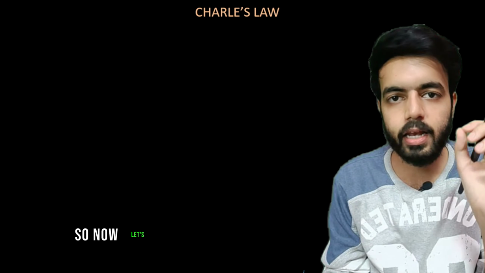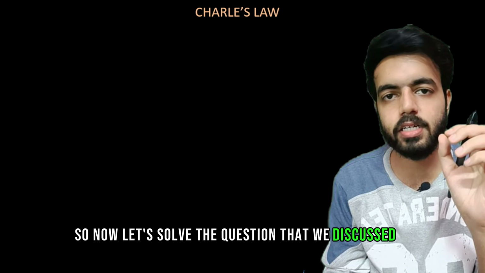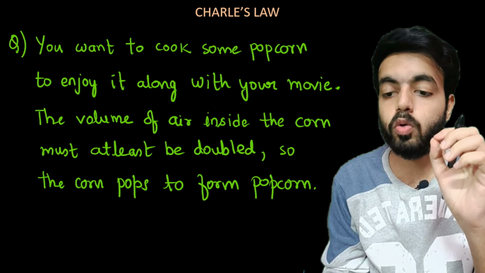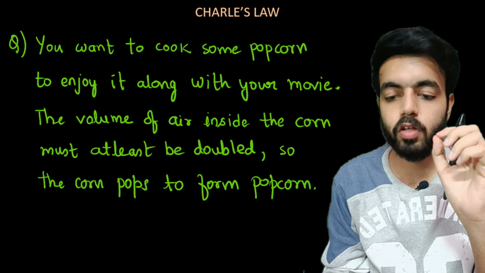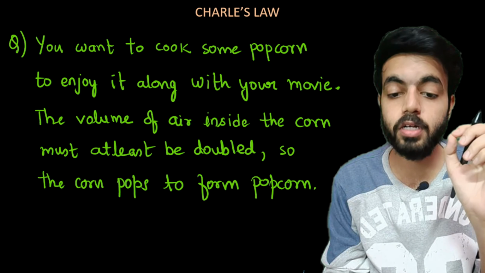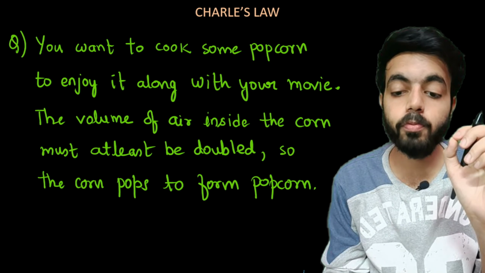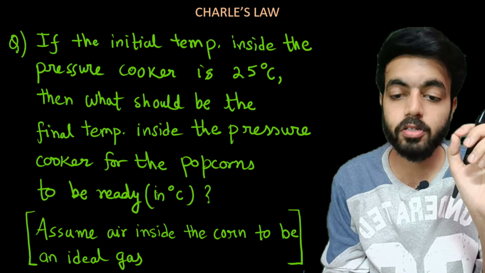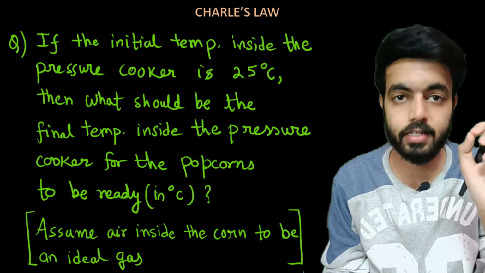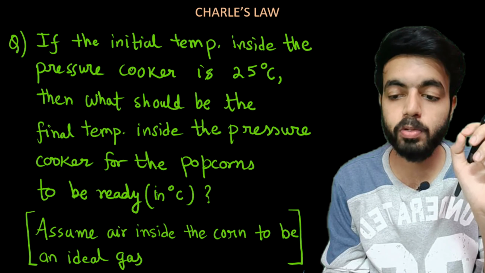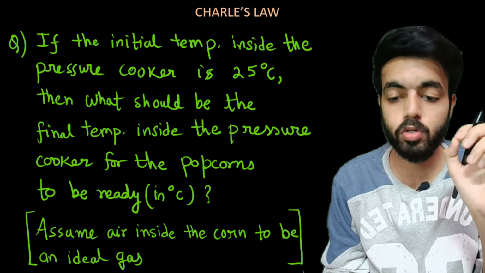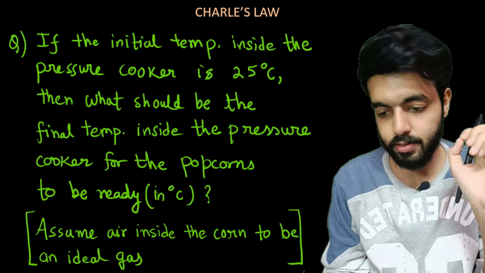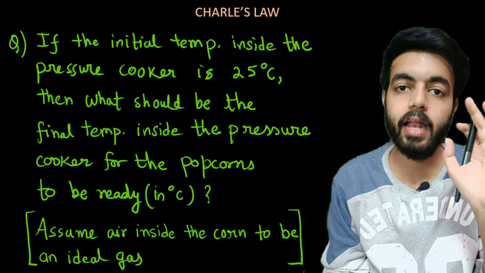So now let's solve the question that we discussed in the beginning of this video. You want to cook some popcorn to enjoy along with your movie. The volume of air inside the corn must at least be doubled, so the corn pops to form popcorn. Now, if the initial temperature inside the pressure cooker is 25 degrees Celsius, then what should be the final temperature inside the pressure cooker for the popcorn to be ready, in degrees Celsius? Assume air inside the corn to be an ideal gas.